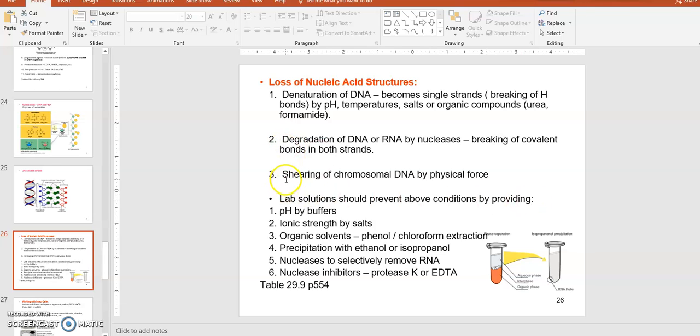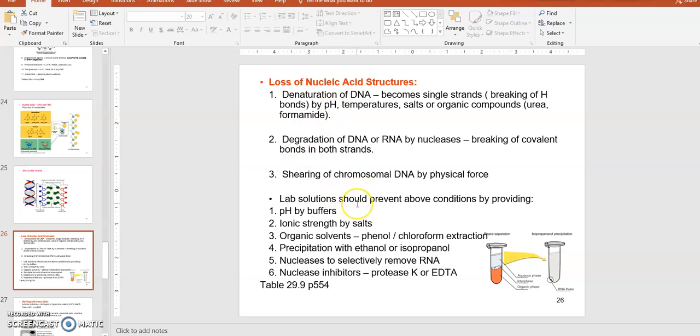Okay, and shearing of chromosomal DNA by physical force. During your DNA RNA isolation, you may use centrifugation, you may use sonication, you may use multiple pipetting, and those physical forces could also damage your DNA or RNA as well. So those are all denaturing or damaging conditions as well.